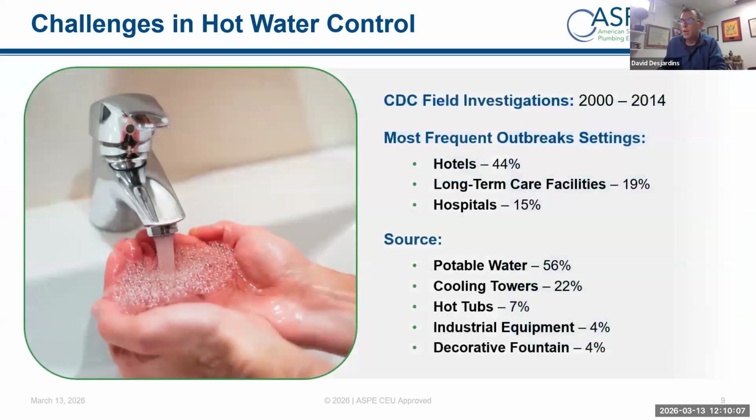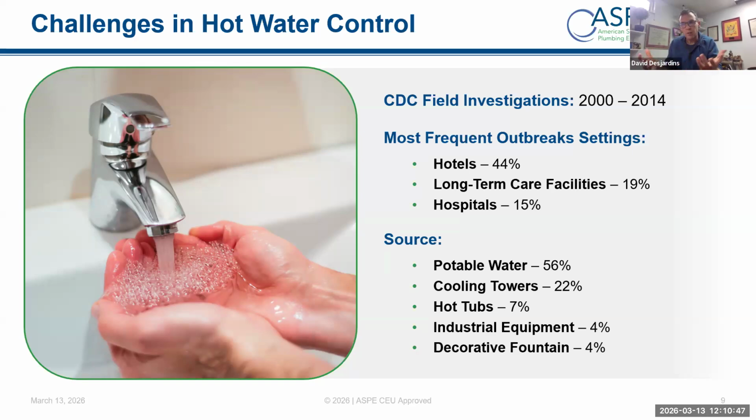So here's another interesting fact. The CDC looked at all the outbreaks between 2000 and 2014, and when I saw this, I really thought, oh yeah, those long-term healthcare facilities or hospitals are going to be where the outbreaks are. It turns out hotels are the vast majority of it. The other interesting thing is I follow this topic, so I kind of geek out about it a little more than most. When it pops up in the news, what is the source? A lot of times, cooling towers seem to be the main culprit, which is what I would have thought. It turns out here that potable water was really where these outbreaks were.